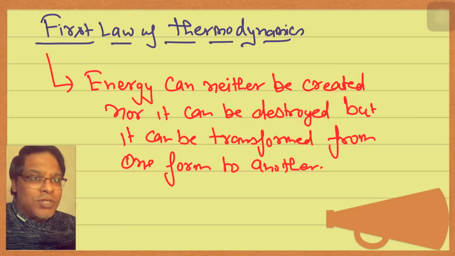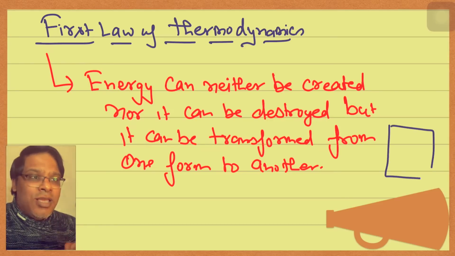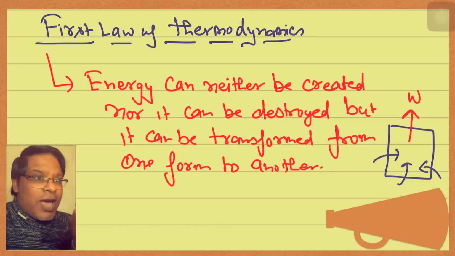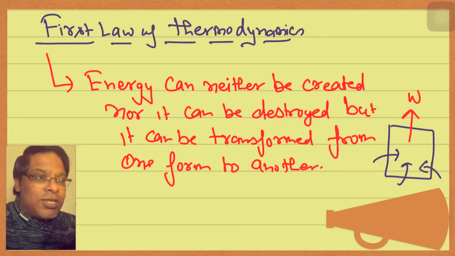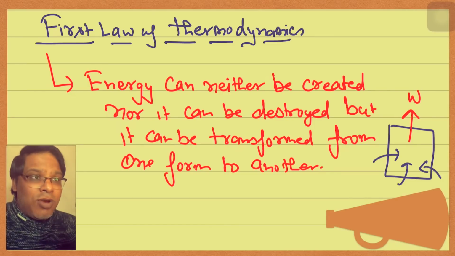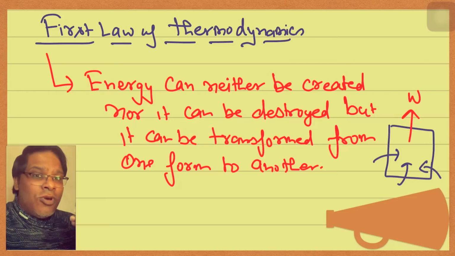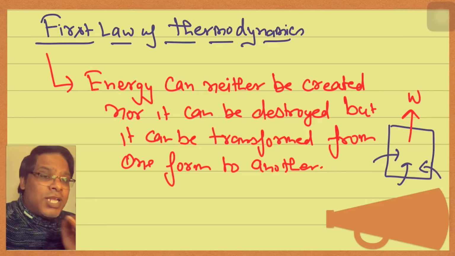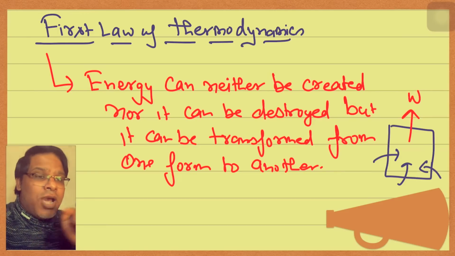is constant. Now here if you are going to have a system and if you are going to supply energy, the system will work. So the system is going to do work. So this is the first law of thermodynamics, that energy can be transformed from one form to another form.